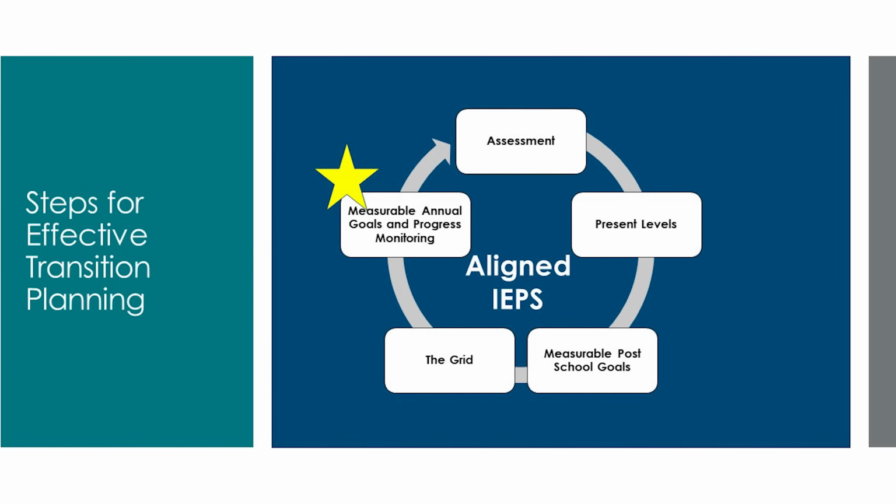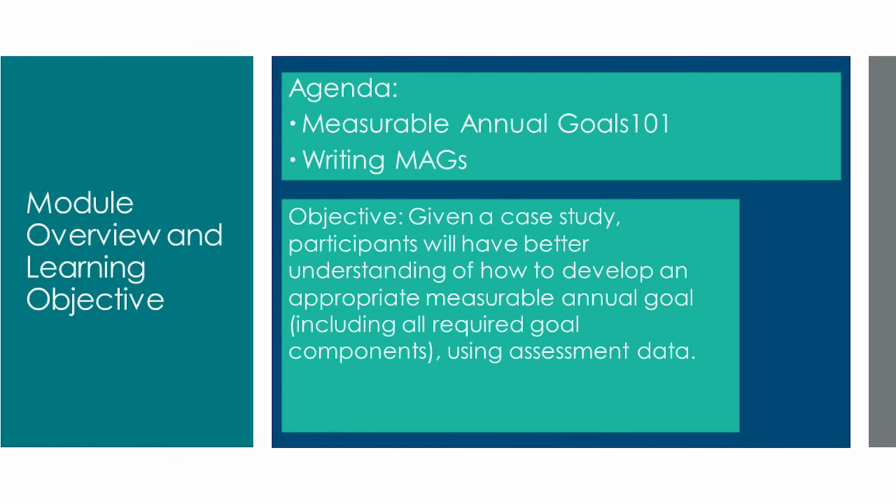In this section, we will be reviewing and going over measurable annual goals and progress monitoring. And the agenda for this module includes Measurable Annual Goals 101 and writing good measurable annual goals. And the objective is, given a case study, participants will have a better understanding of how to develop an appropriate measurable annual goal, including all required goal components using assessment data.